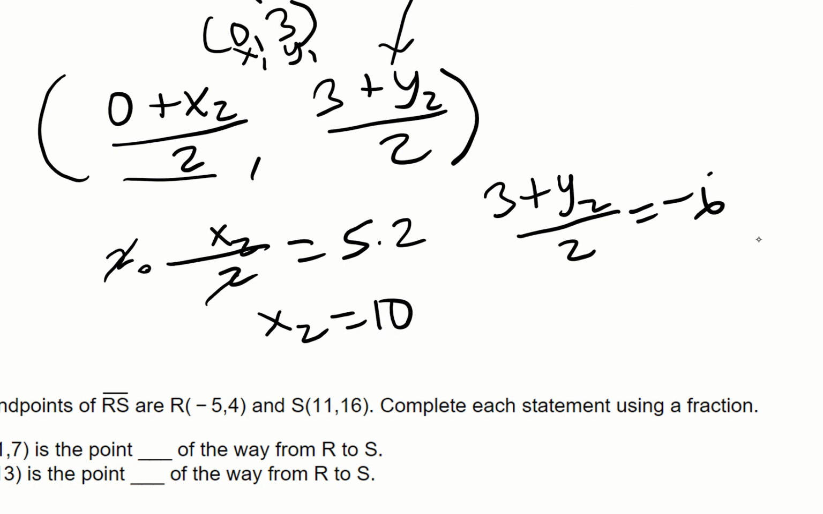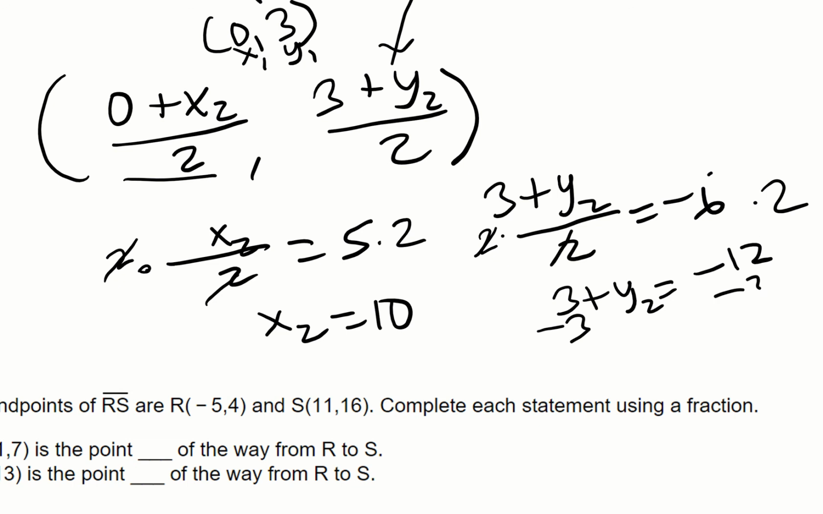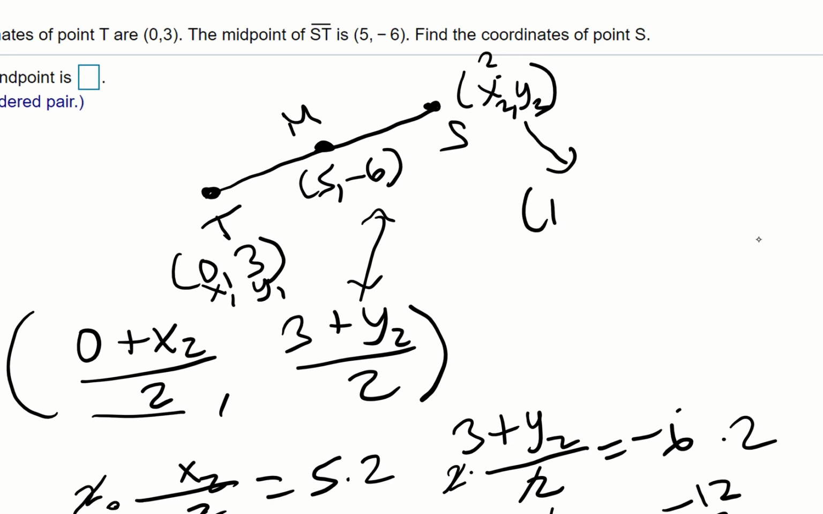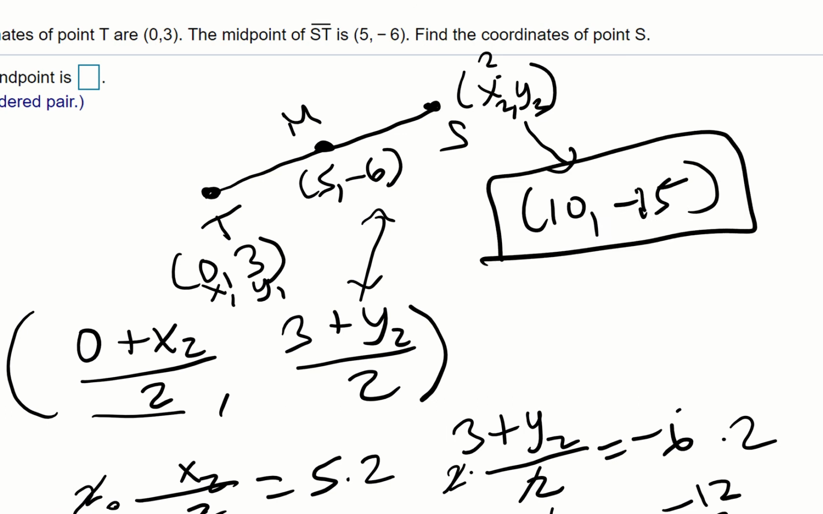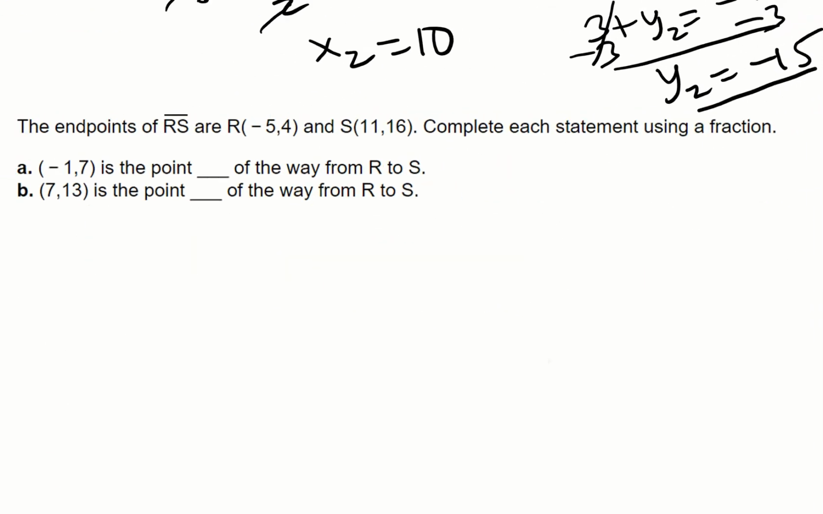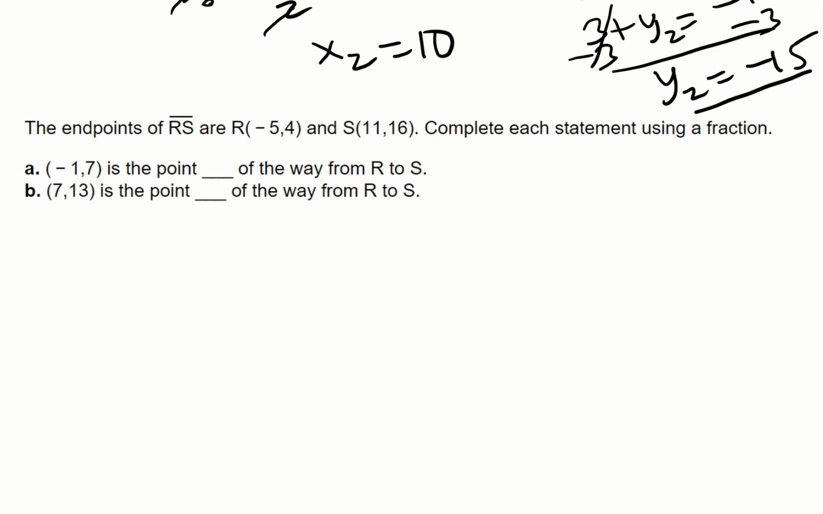All right, and for this one, we can get rid of the 2 by multiplying by 2 on both sides, just like we did before. And that's going to be 3 plus y2 equals -12. Then we'll subtract 3 on both sides, and we'll get our y coordinate. Just like that. And so my coordinates are 10 and -15. And that's how you use the midpoint formula to go backwards and solve for one of the other unknowns. All right, so that's a more difficult midpoint question.